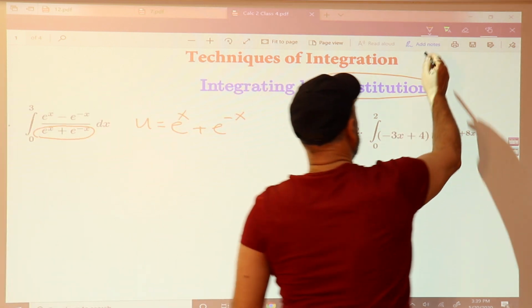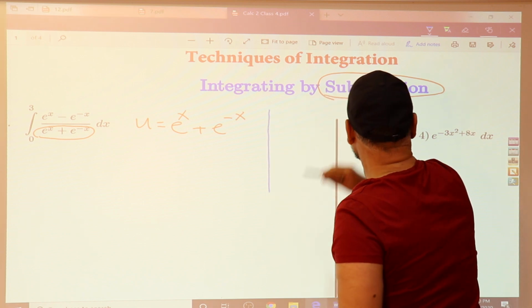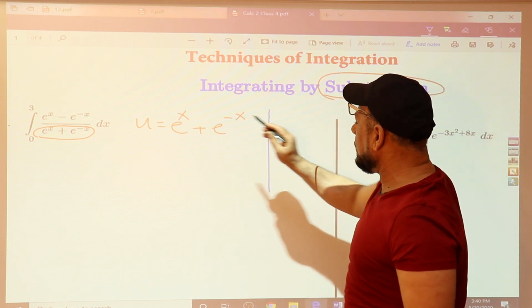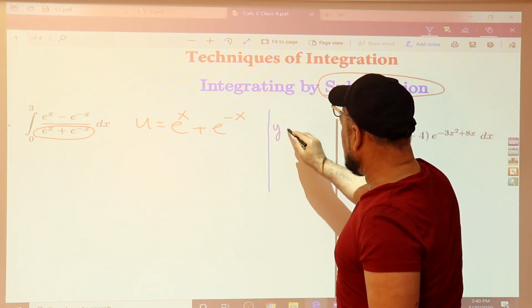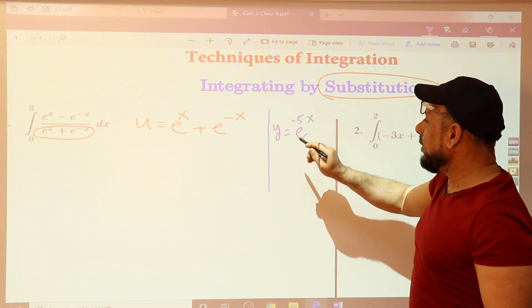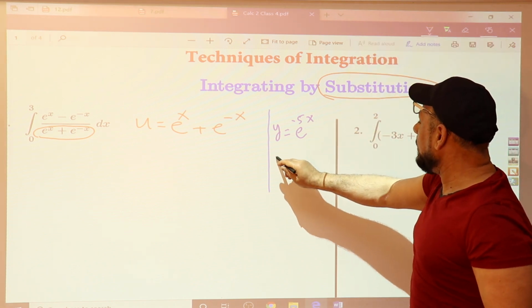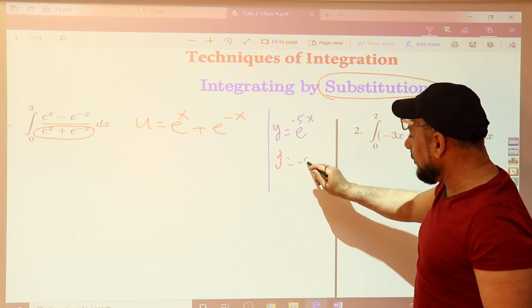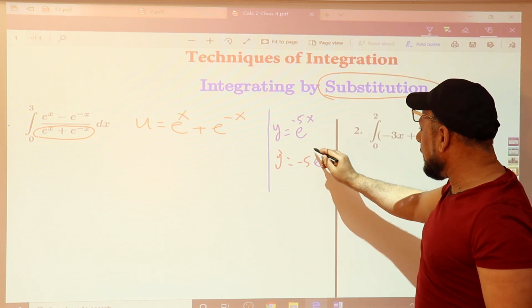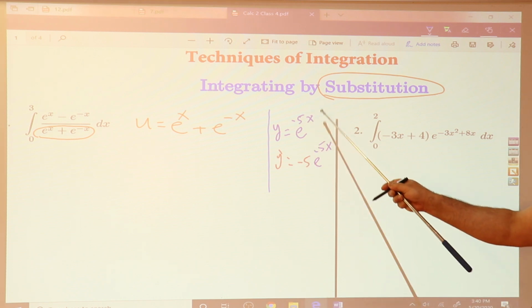Just to refresh your memory, I'm going to use a different color to tell you how to find the derivative of the exponential function. In general, y equals e to the negative 5x, y prime equals negative 5, and you leave e to the negative 5x alone. You see what I did? Nothing changed. You derive the exponent.